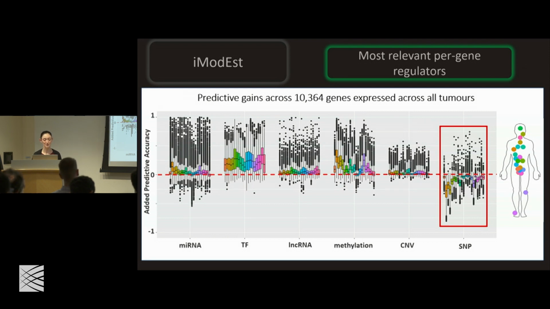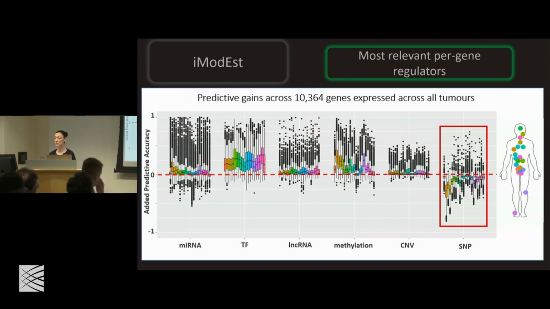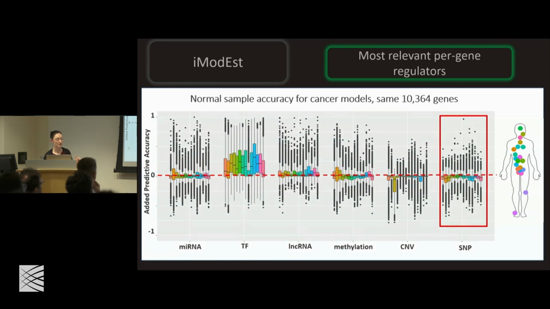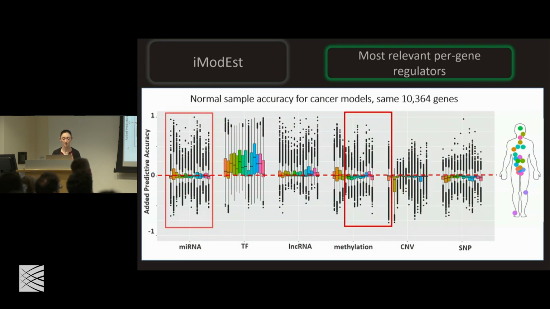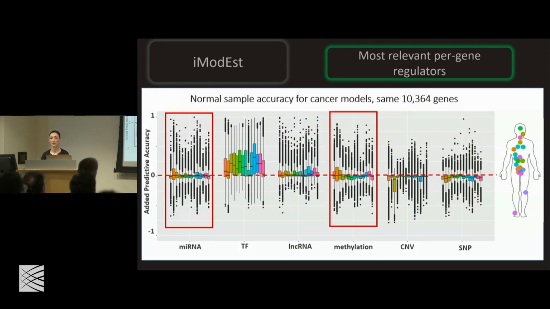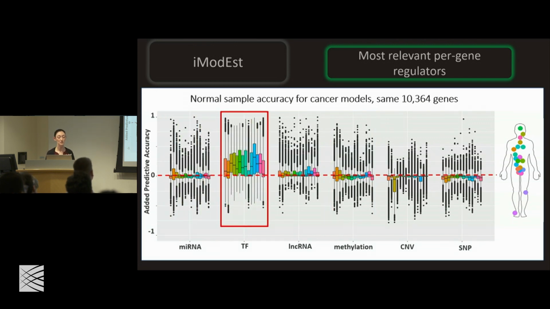And on the topic of SNPs, because we also have normal sample data, in some cases it's blood, in some cases tumor-adjacent normal, we can take these cancer models that we built and apply them to the normal tissue. That's what we did here, and we see that the SNPs actually aren't losing as much here. I think this goes to the fact that our methylation and microRNA gains are much lower in normal tissue, which is to be expected based on cancer biology. But we see that TF co-expression is still quite high, which, if it's reflecting the cell state, is to be expected.